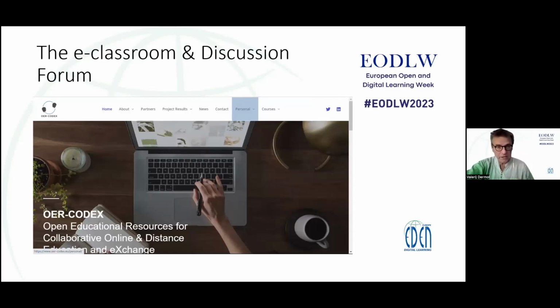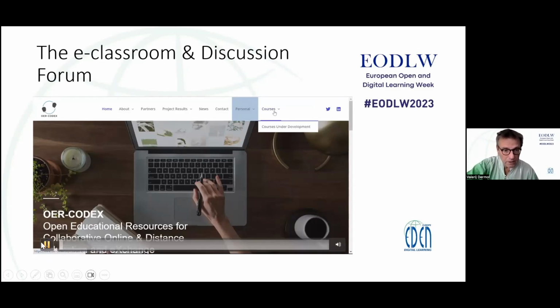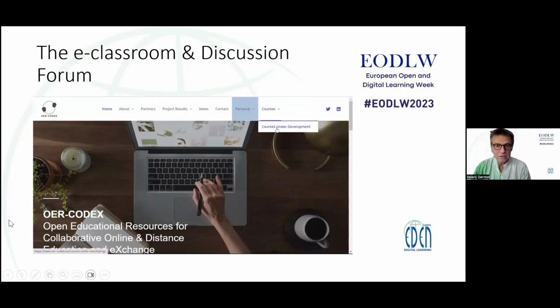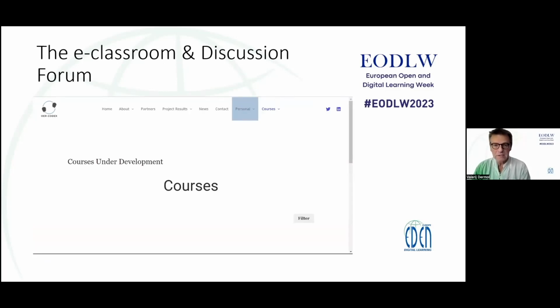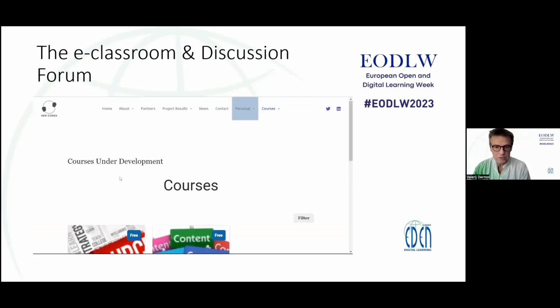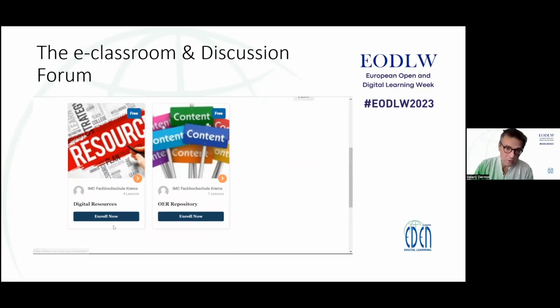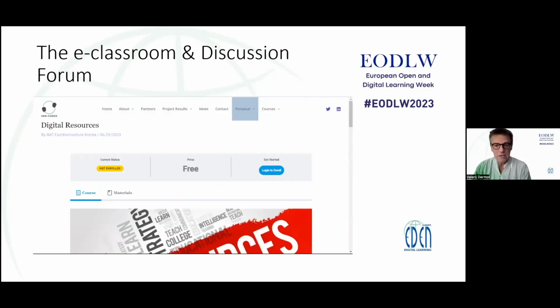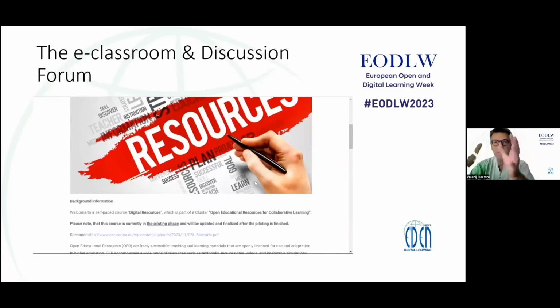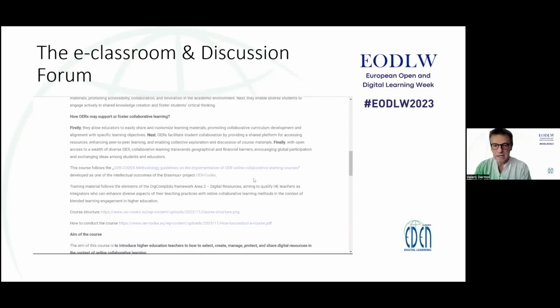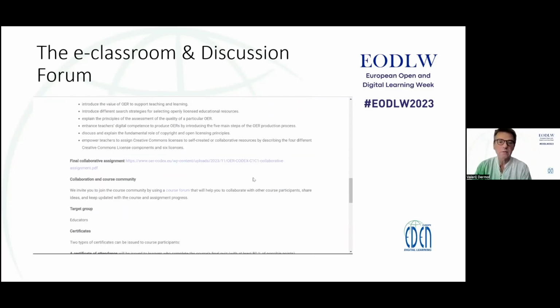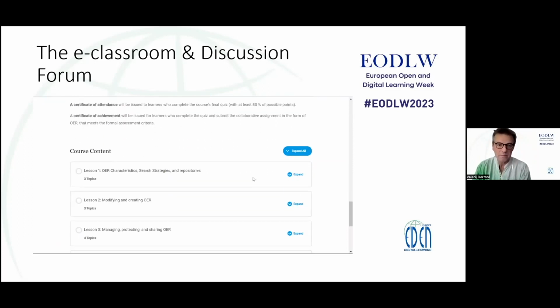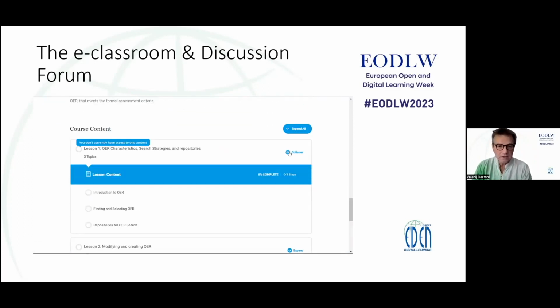And here I have a short video that shows our website, and you can see the menu, and in the menu you can see that there is a possibility to enter the courses. Here you have the moment. There are two courses. One is digital resources, so this is the first course, and OER repository. This is kind of a space for storing the assignments that will be produced by the students, by the piloting attendees.